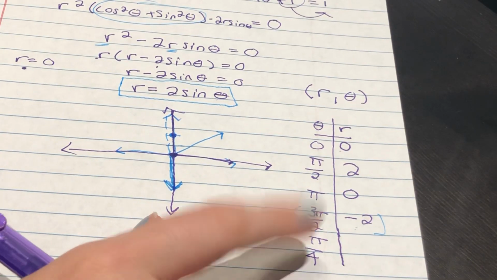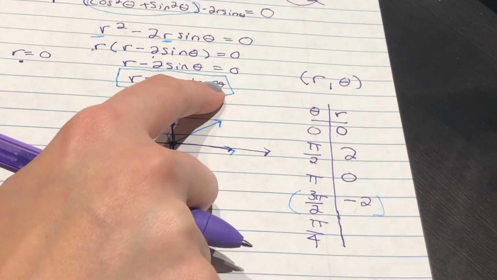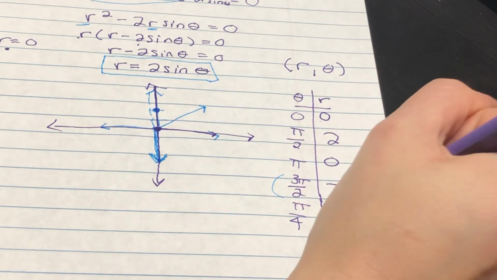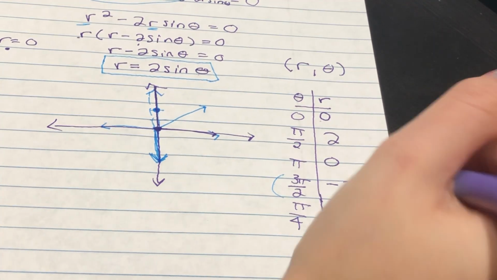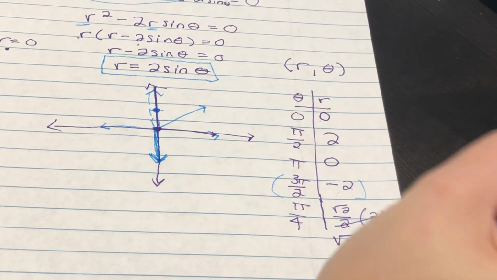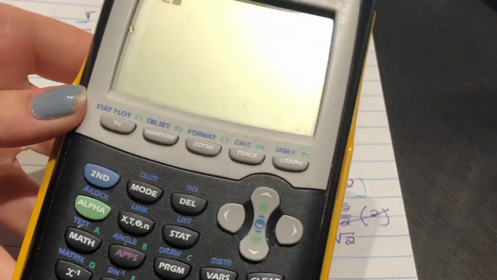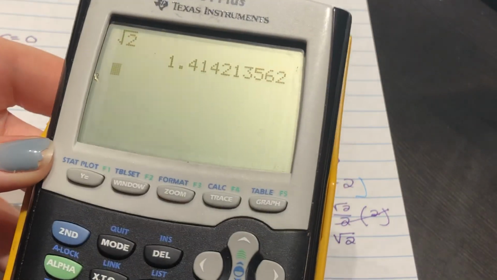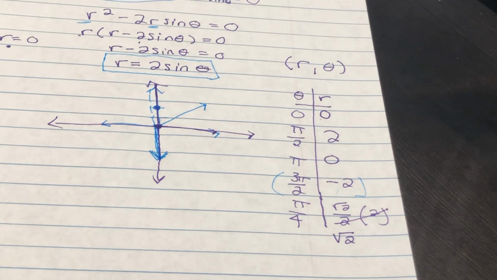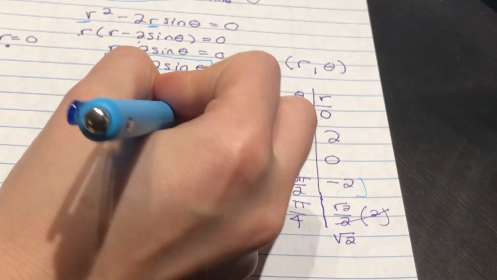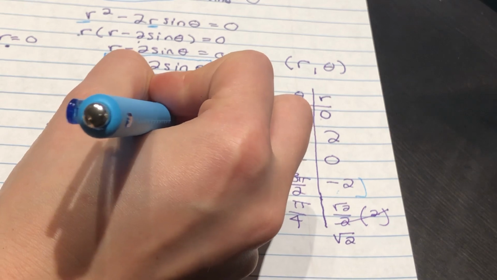So the sine of pi over 4 is root 2 over 2. Multiply that by 2, I get root 2. And if you don't know what root 2 is, you can plug that into your calculator. Root 2 is about 1.4. So I know on this line here, I'm going to get 1.4. It's going to be right there.